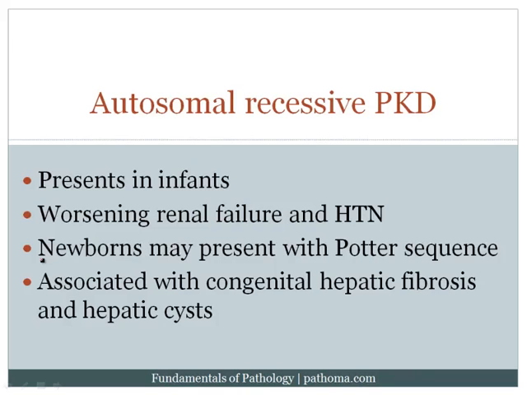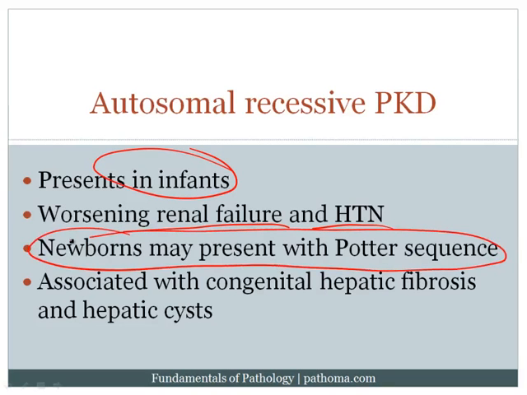The autosomal recessive form classically used to be called the juvenile form, and that's because it usually presents in infants. It presents with renal failure and hypertension, and newborns can present with the Potter sequence, very high yield. Imagine if a patient has autosomal recessive polycystic kidney disease and it's so severe that the kidney isn't functioning, it's as if they have bilateral renal agenesis. Again, the kidneys would not be producing fluid, and hence there would be oligohydramnios with all of the resultant consequences of oligohydramnios, i.e. Potter sequence.